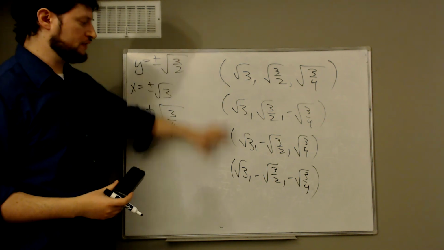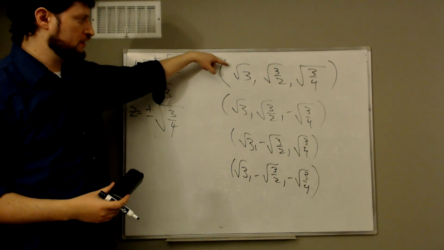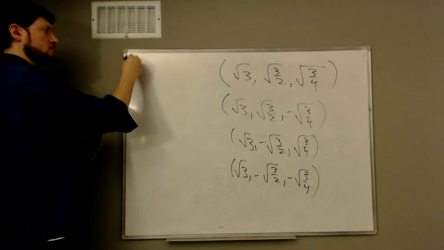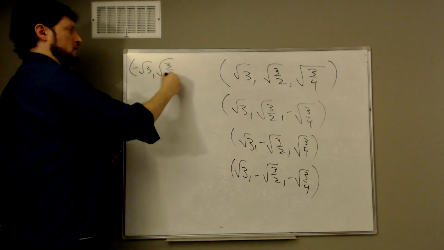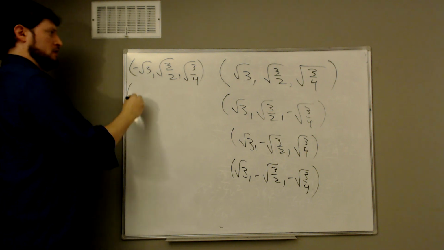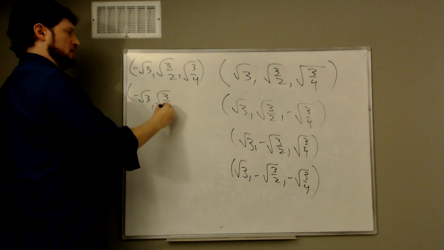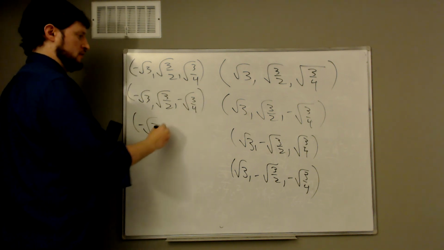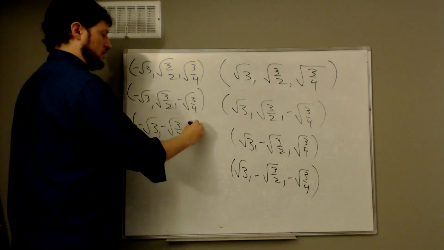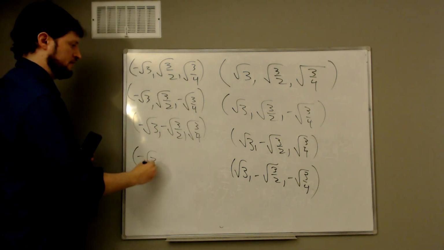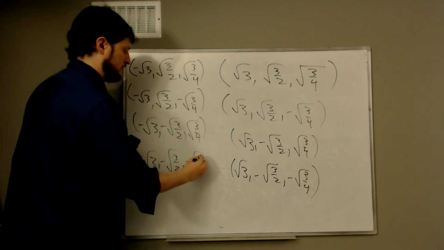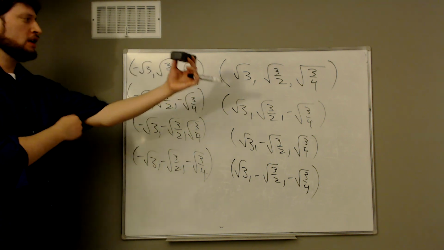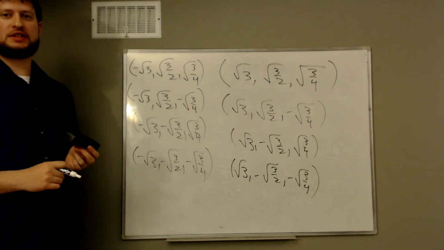And then we can do all of these same things with the negative for the first component. So negative root 3, positive, positive, negative, positive, negative, negative, negative, positive, and negative, negative, negative. So these are 8 different possibilities for the max and min of the original function subject to the constraint.